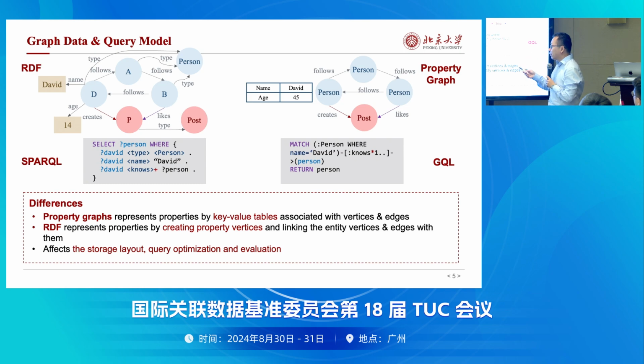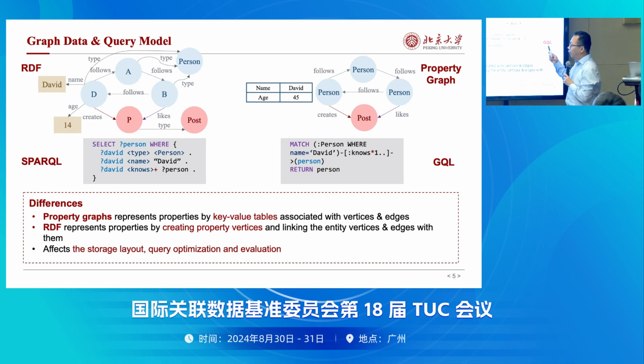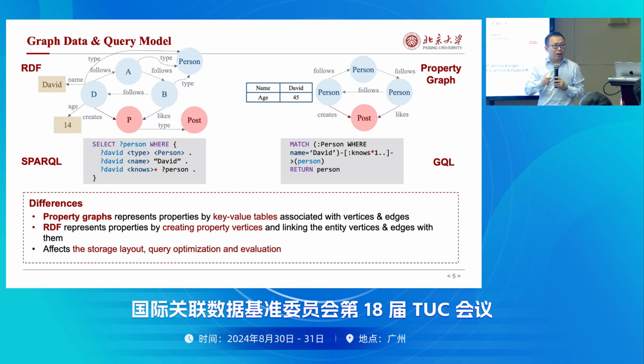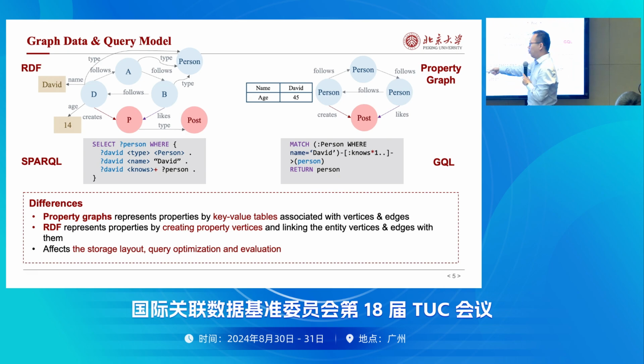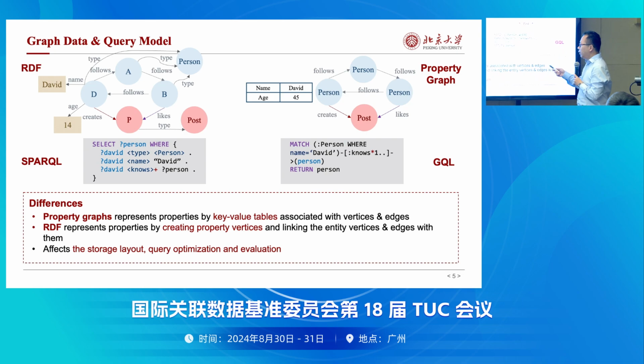We know there are some differences between the RDF family and the property graph family. The first is that for the property graph, we always represent properties by key-value tables associated with the vertex and the edge. But for RDF, we represent properties and connections using the unified triple SPO, subject predicate object. There are many differences in the layout and data model. I think this difference may affect the storage layout, query optimization, and evaluation.